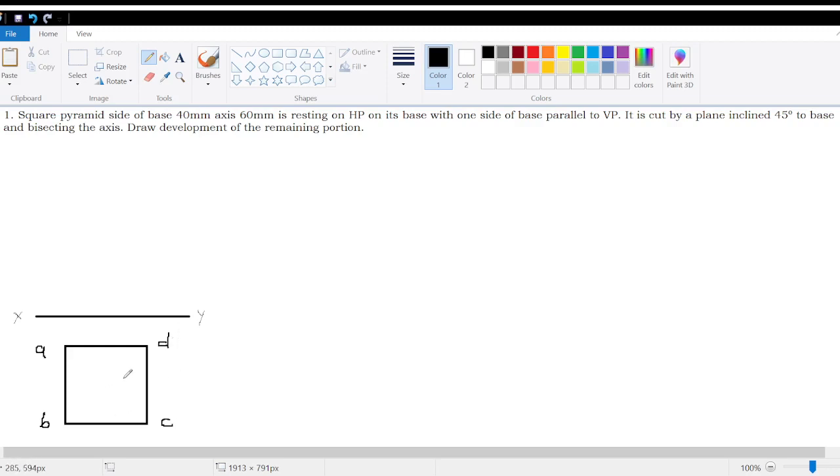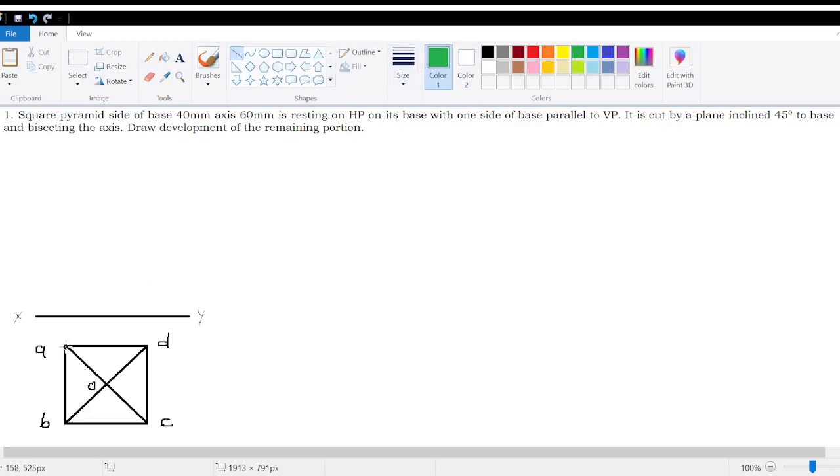Now the plan: it is just a square, but the question is a pyramid, so we have to draw the slant edges. I'm locating the center by joining the opposite corners, and the apex I am naming as O. So this gives the plan. Now I'm going to draw the elevation. I'm using a different color for that.